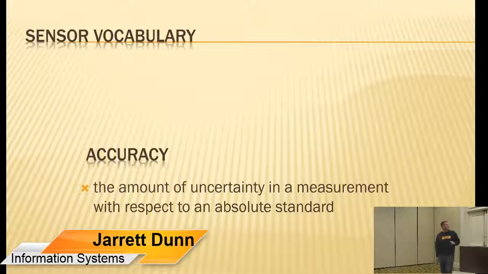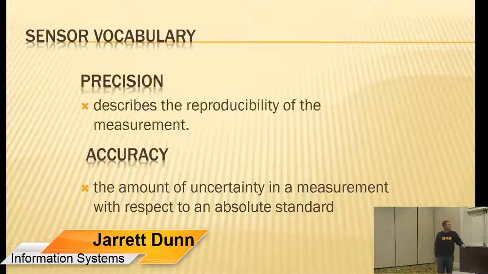Accuracy, and the amount of uncertainty. If we go back to our voltage sensor, if it says it's 3.14 volts, is it really 3.14 volts, or might it be 3.16? Generally, those are expressed as a percentage of the entire range. The more accurate and the more precise your sensors are, generally the more expensive they are. Sometimes it's important, sometimes it's not.